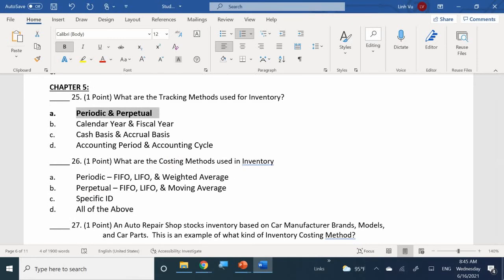B, what are the costing methods used in inventory? All of the above? All of the above. Remember, just because I don't teach specific ID, that doesn't mean that inventory method does not exist. So, yes, all of the above.